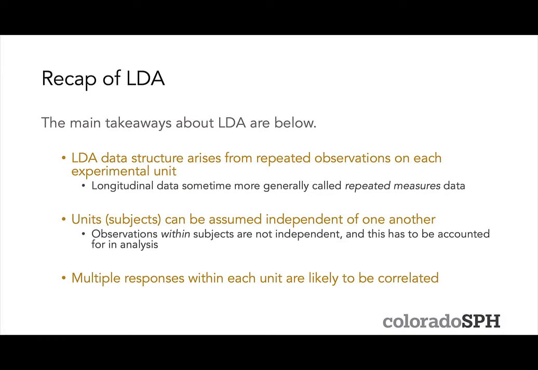So finally, the things that I want you to take away from this lecture are, first of all, that longitudinal data structure arises from repeated observations on each experimental unit. And for this reason, longitudinal data sometimes more generally is called repeated measures data. The subjects, at the subject level, the units can be assumed independent of one another, but observations within subjects are not independent. And this has to be accounted for in analysis.